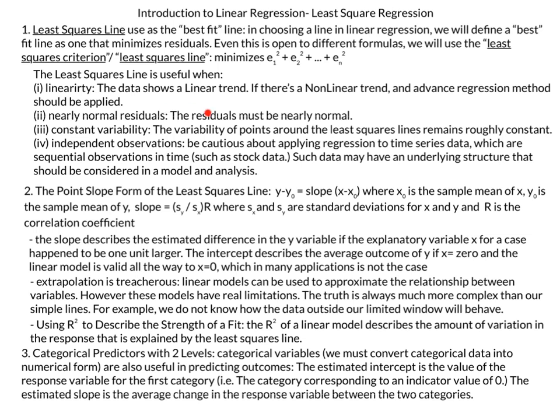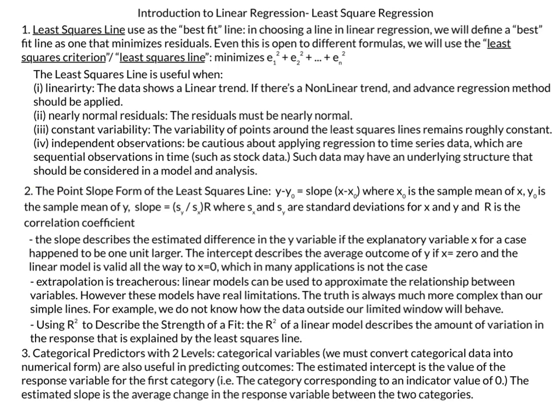It's useful when the residuals follow a nearly normal distribution. Also when there's constant variability, so the variability of points around the least squares line remains roughly constant. And last, there's this warning for independent observations. We want to be cautious about applying regression to time series data, which are sequential in time, such as stock data, because such data may have an underlying structure that really should be considered and not just thrown into a simple least squares line model.